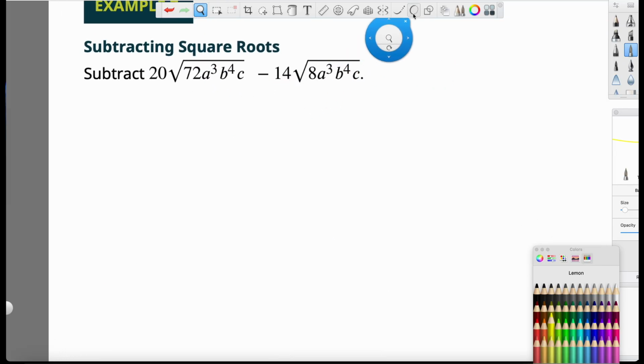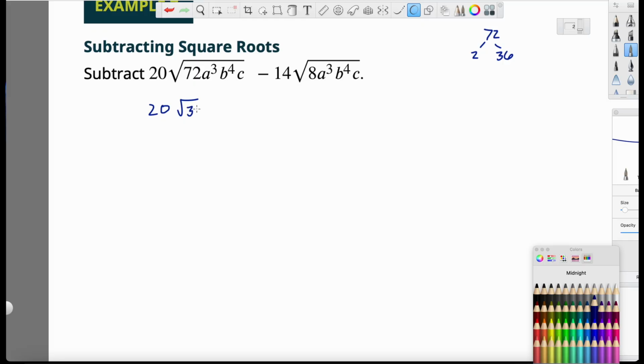Okay, example 7. Subtracting square roots. All right. Same deal. We can't just say 20 minus 14 is 6, and then what would the radical be, right? So the radicands, the radicals, they have to be the same. So what can we do here? So 72, I know if I just do a little factor tree here, 2 goes in because it's even, and 36. Okay, 36.